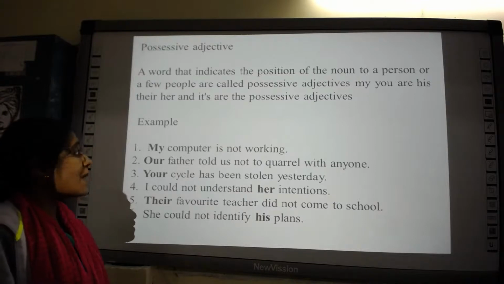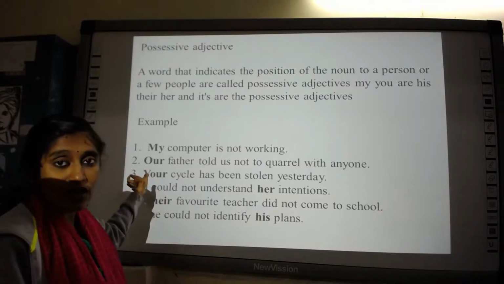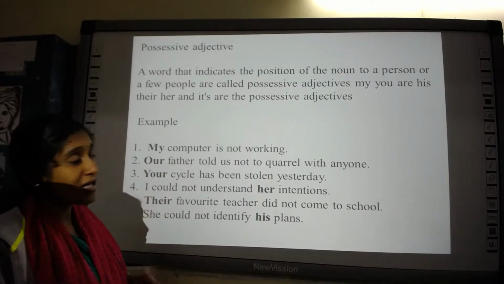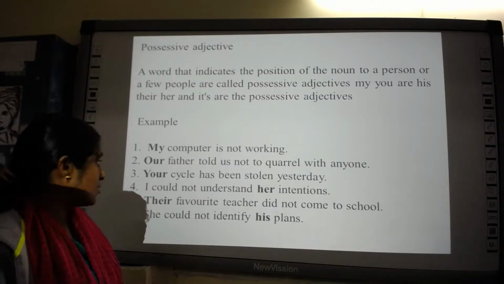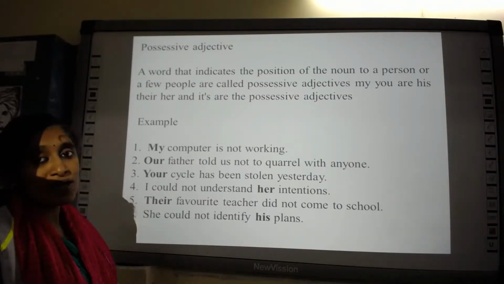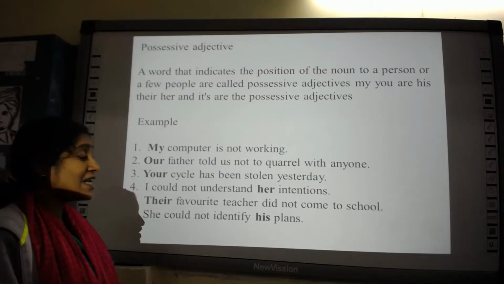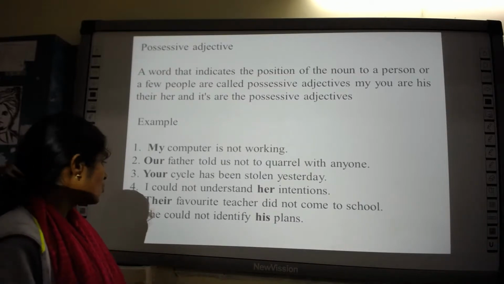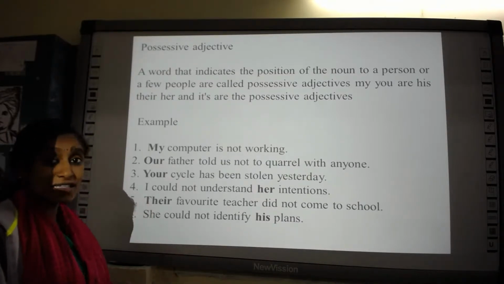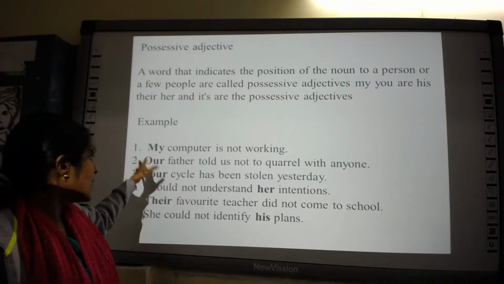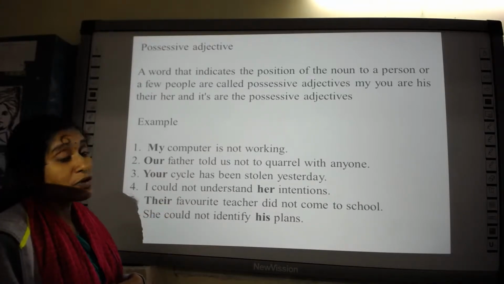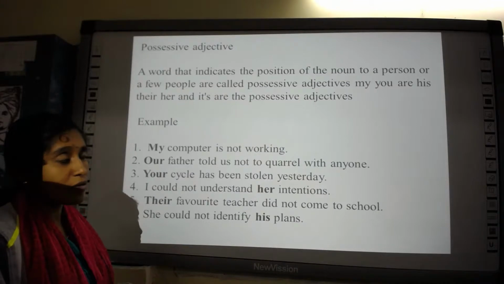For example, my computer is not working. Here the very word my shows the possession. Our father told us not to quarrel with anyone. Your cycle was stolen yesterday. I could not understand her intentions. Their favorite teacher did not come to school. She could not identify his plans. So here the words my, our, your, her, their, his, etc. become possessive adjectives. Clear? Okay, so that's all.